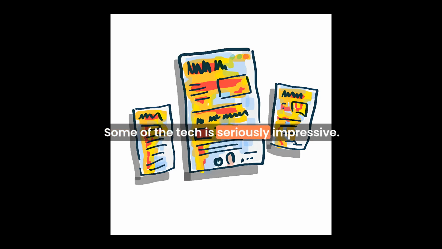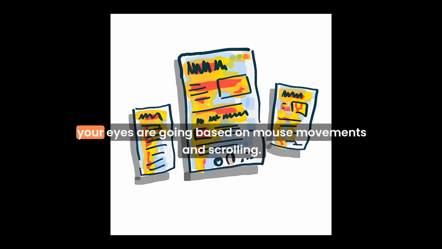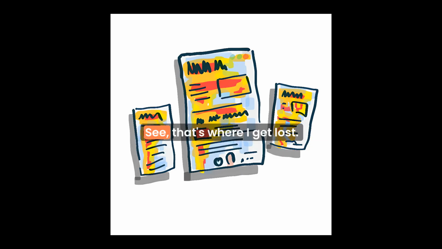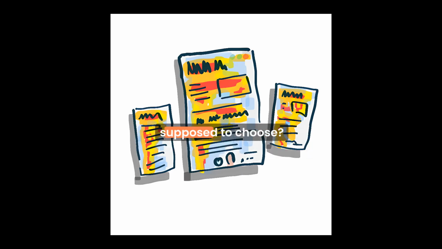Some of the tech is seriously impressive. You've got some tools that use your webcam, others that use algorithms to predict where your eyes are going based on mouse movements and scrolling. Wild stuff. See, that's where I get lost. The guide mentions all these tools, Hotjar, Crazy Egg, Mouseflow. How's anyone supposed to choose?